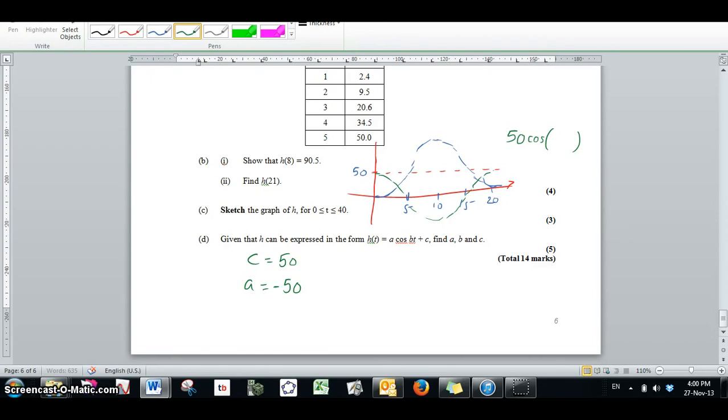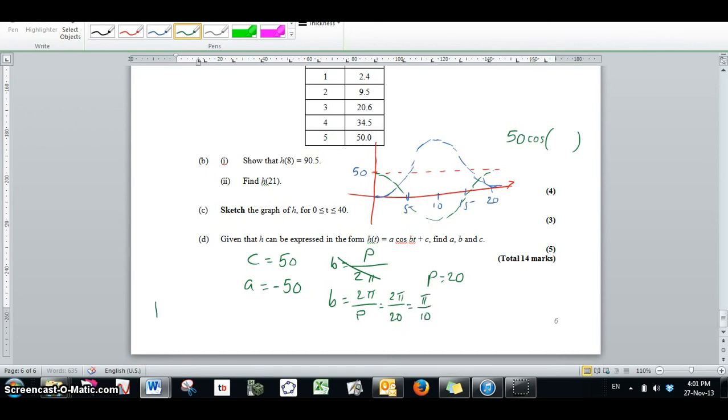And now I can calculate the period, or that value of b. I use the standard formula, except I've made it the wrong way around. It's b is 2 pi over p. I need the period. Well, the period clearly is 20 minutes. And so now I can insert that into this formula here. And this simplifies to pi over 10.